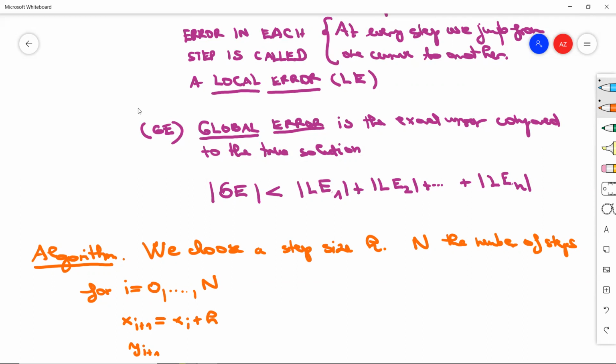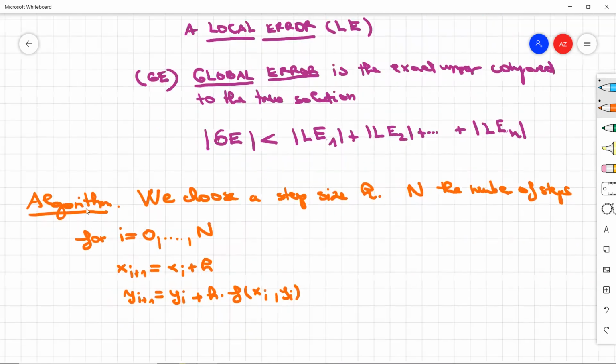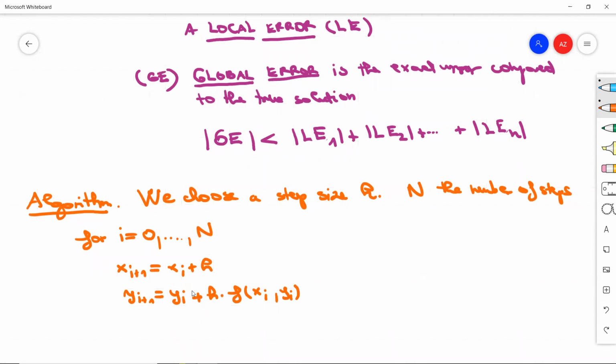So y_{i+1} is y_i plus h times f of x_i, y_i. So the right hand side is only the formula for the tangent, and we compute the point on the tangent at x_{i+1} equals x_i plus h. And we get our next approximation, and this is everything in the algorithm. So this is in fact Euler's method.